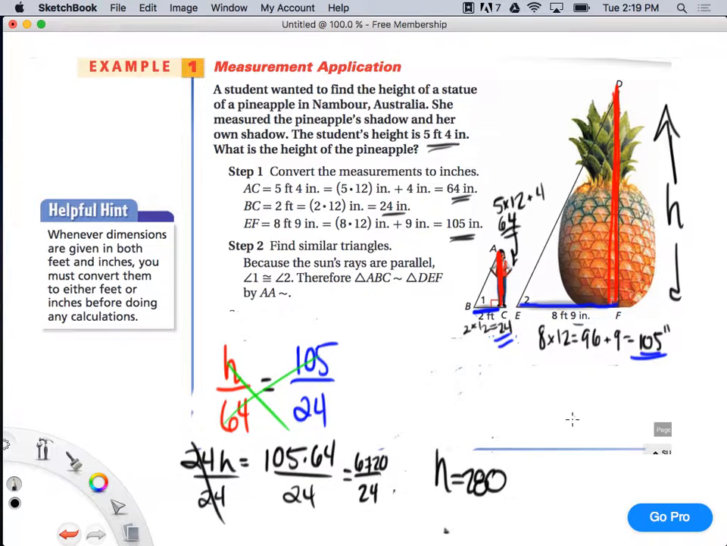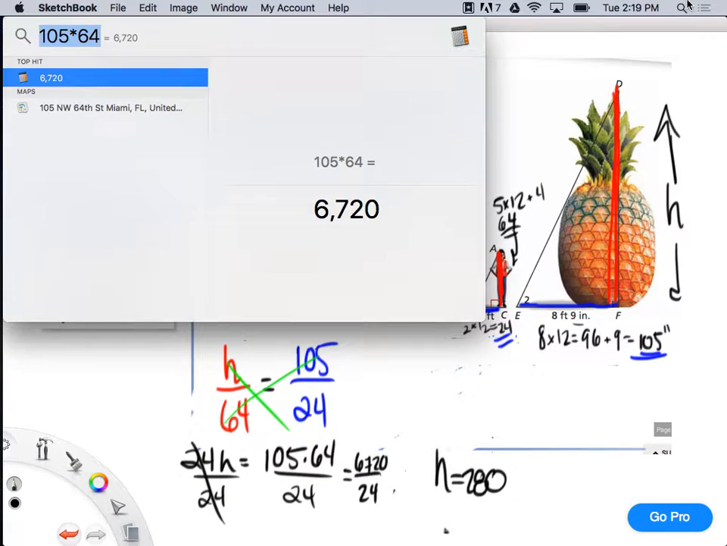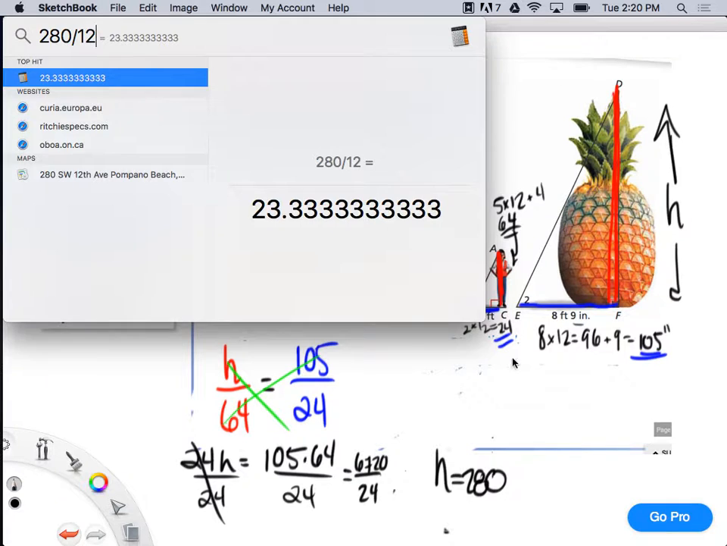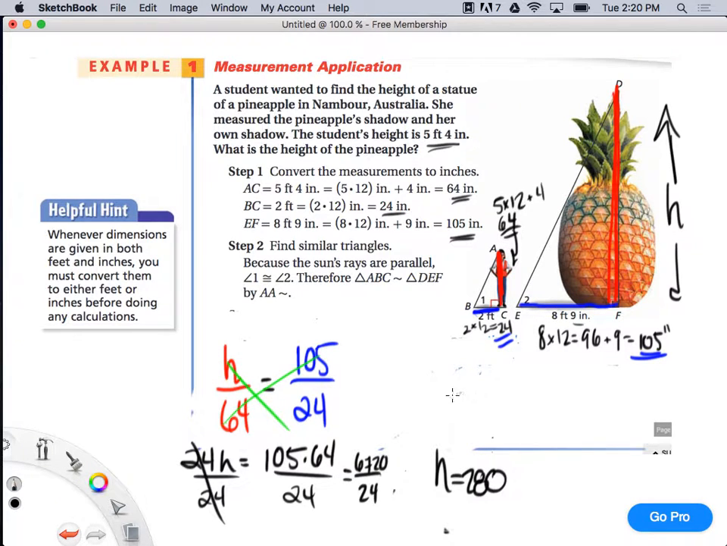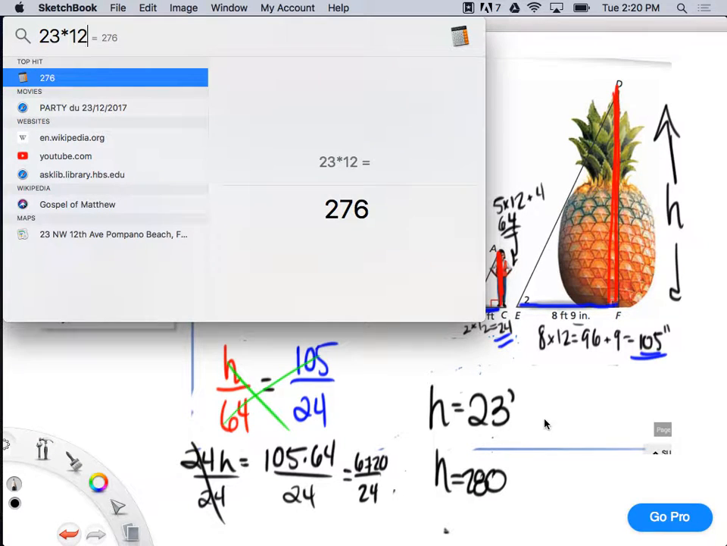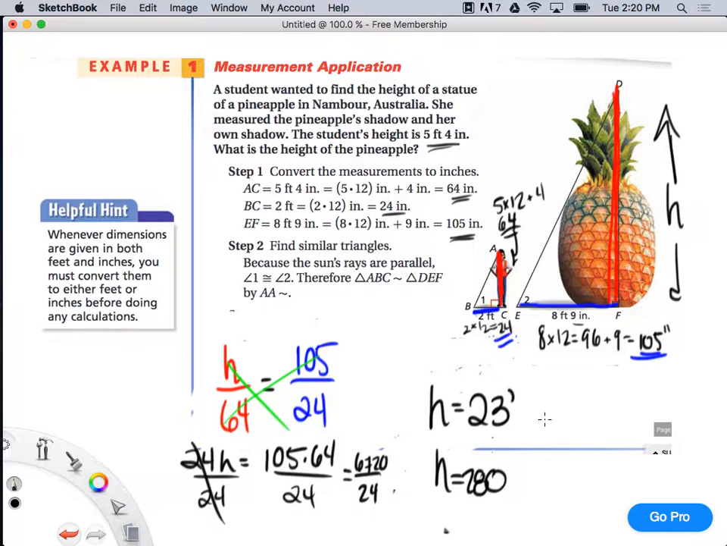But I have to figure out how many feet that is. So what do I do to figure out how many feet that is? Divide by 12. And I get 23.33, right? So H equals 23 feet, but I have to figure out how many inches, right? So in order to do that, I do 23 times 12 is 276. And how many more inches do I have to get to 280? 4. 23 feet, 4 inches.